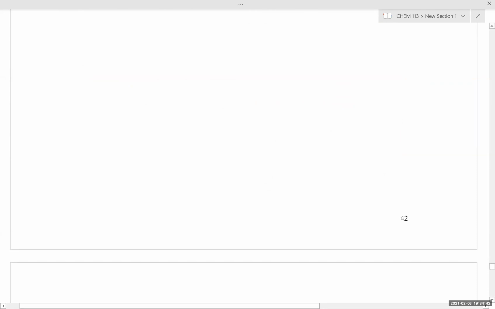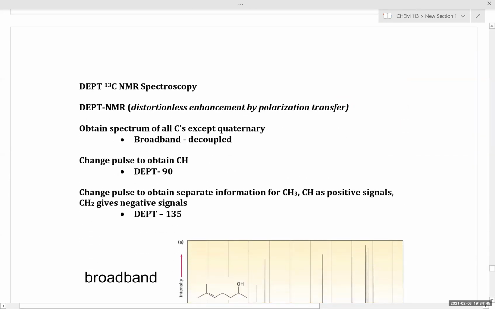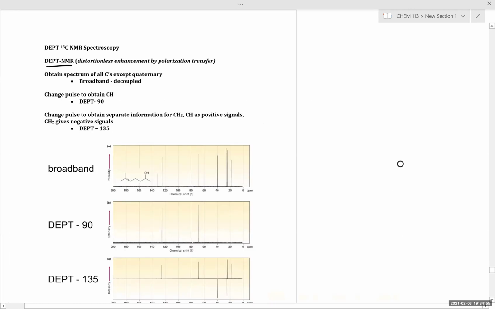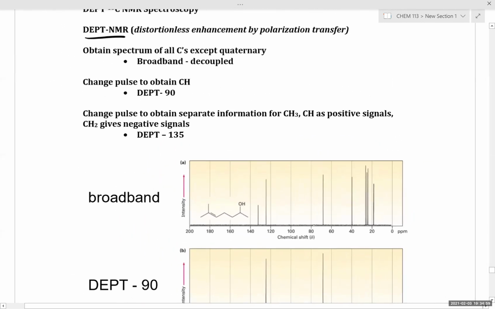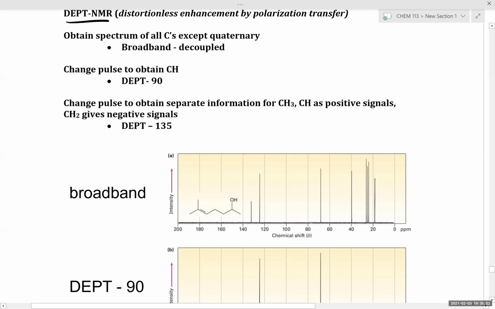Okay, so let's keep going. And let's talk about a variant of carbon-13 NMR spectroscopy, and that's DEPT NMR spectroscopy. So quite simply, what DEPT pulse programs do is that they allow you to detect carbon signals based on the number of protons attached. And they change the amplitude and intensity of your carbon signals based on the number of protons attached. So there are 3 main types of pulses that you can do.